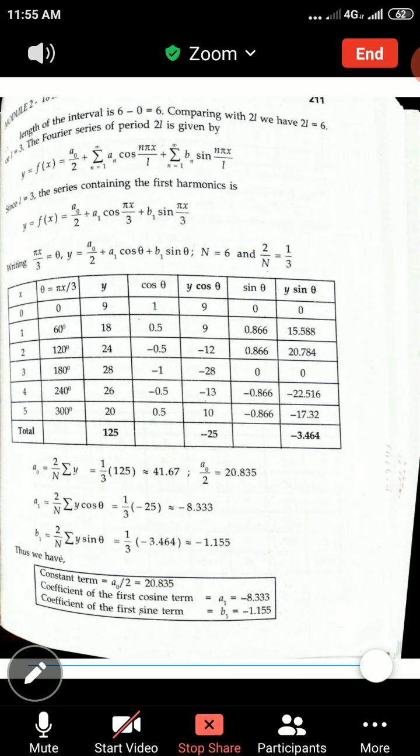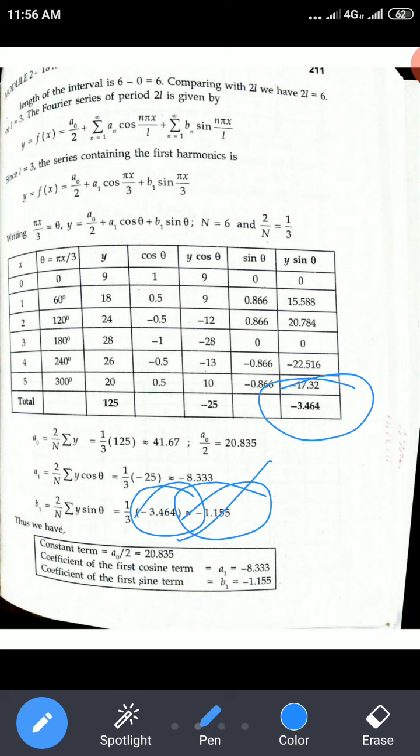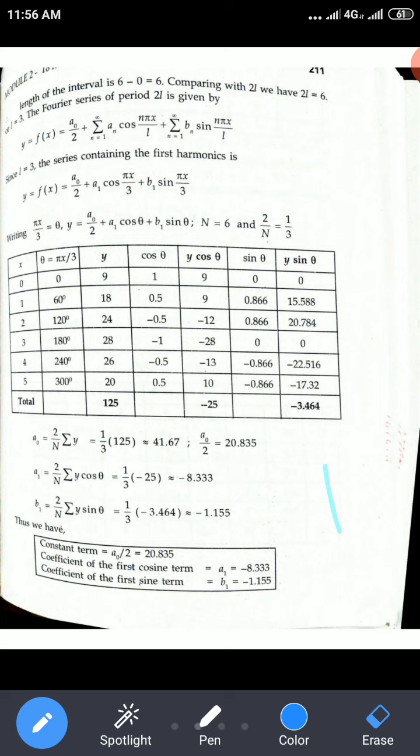Please substitute those values. The summation of y sin theta is this, times 1 upon 3, and then you can write the respective values. The constant term is a naught by 2. a1 is minus 8.333, and the sine term b1 is minus 1.555. So this is what you have to calculate. With this I have finished harmonic analysis.